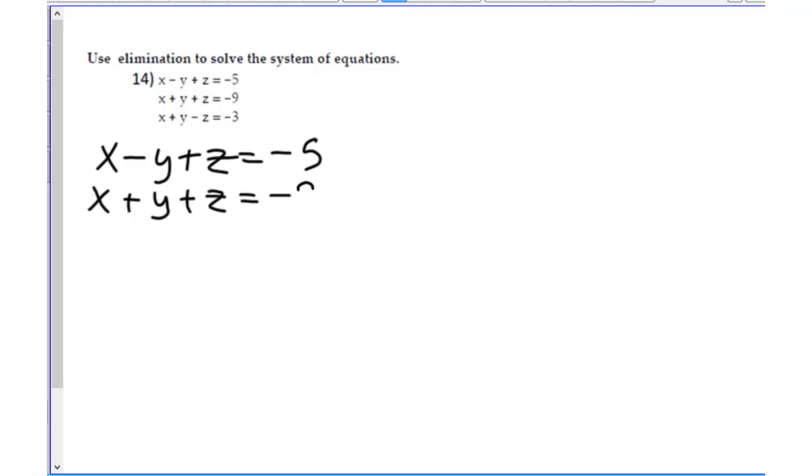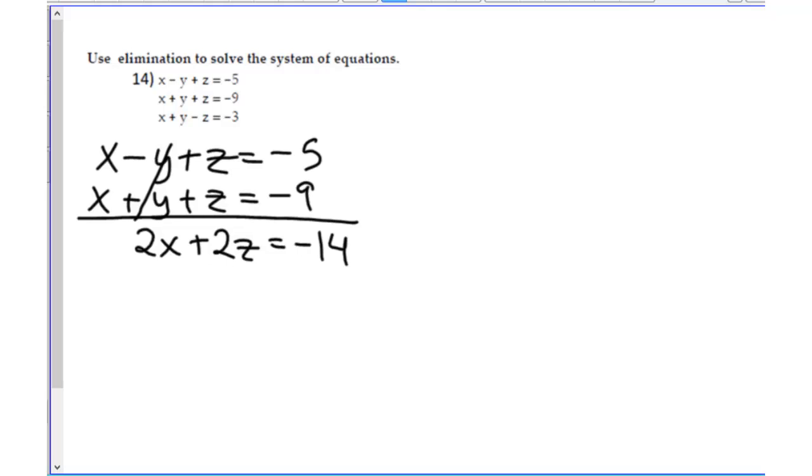They're already perfectly set up to eliminate. The y's go away, and you get 2x plus 2z equals negative 14. And that's great. We just got closer to our goal, but we still need another equation that just has x and z. Come back up to our equations, and now I'm going to use the first and the third one. I could do first and third or second and third, and it doesn't matter, but the first and third is already set up to eliminate, so that's why I'm picking those two.